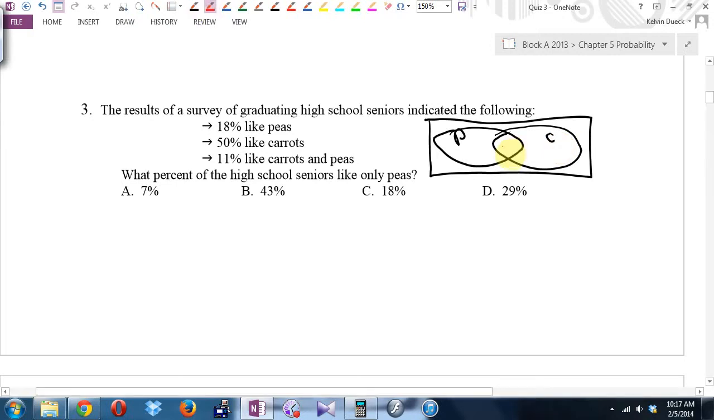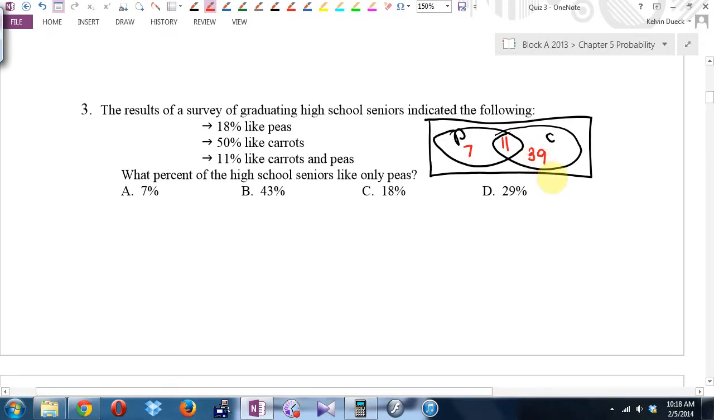11. Or as a, well, you know what? I'll do it as a percent. 11. Sure. What percent like peas? 18. Am I going to put an 18 there? No. Why not? What do I already have in the letter P already? 11. So what am I going to put that only like peas? Yes. What percent only like carrots? So I know 50% like carrots. I'm not going to put a 50 there. What am I going to put here, folks? 39.